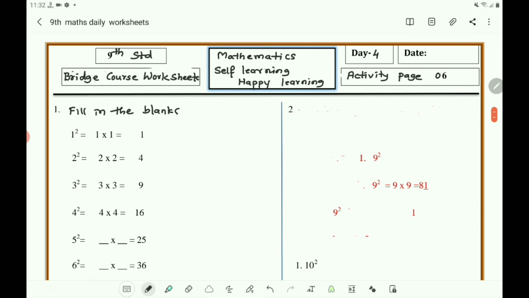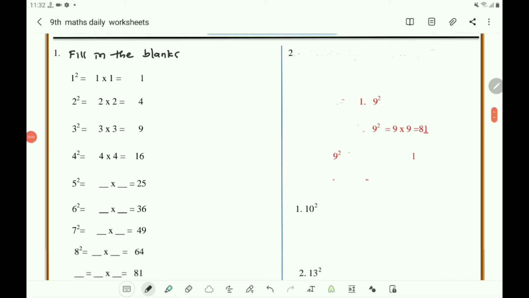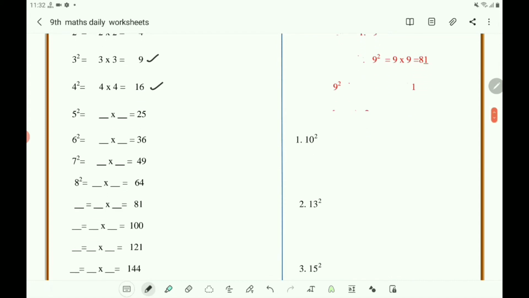Here 1 square is 1 into 1, that is equal to 1. 2 square equals 2 into 2 equals 4. 3 square equals 3 into 3 equals 9. 4 square equals 4 into 4 equals 16. And 5 square, you know that 5 square is 25. And what into what, that you have to mention here.